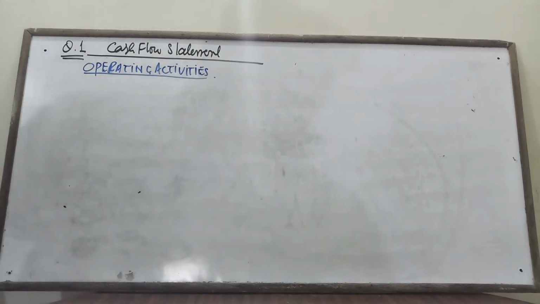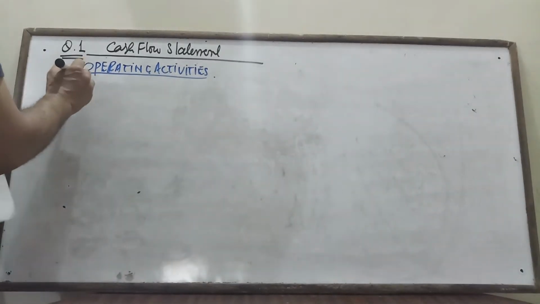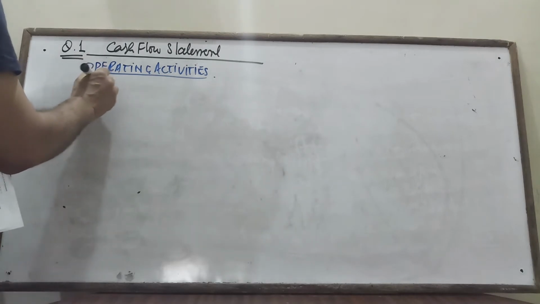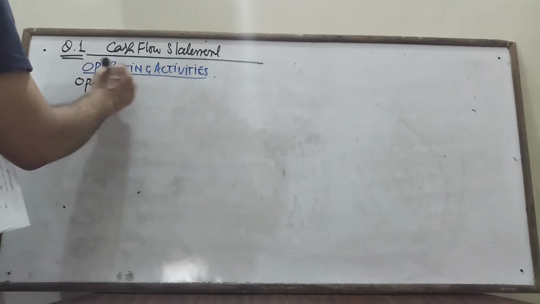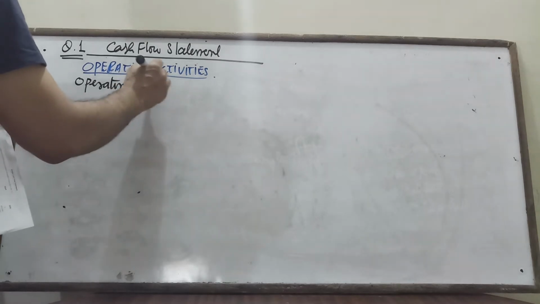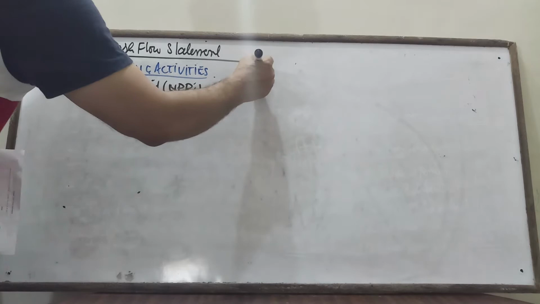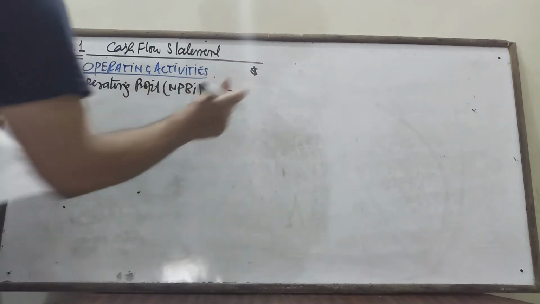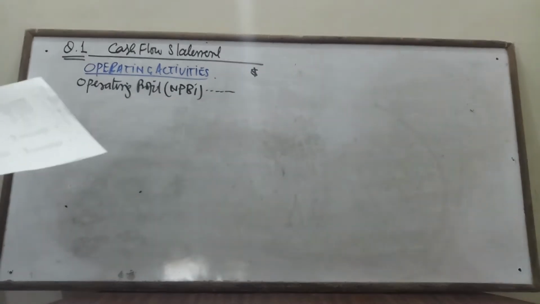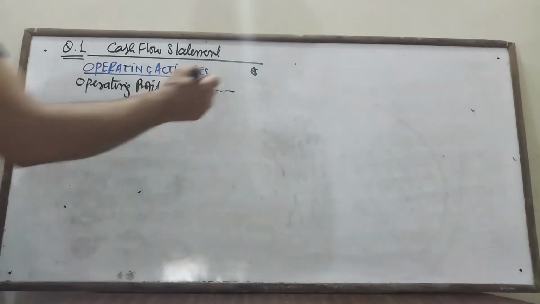You have to see the format, starting with the operating profit. Cash flow from the operating profit is given in point number one. Operating profit, which is also known as net profit before interest. Cash flow from operating profit is 165,000.